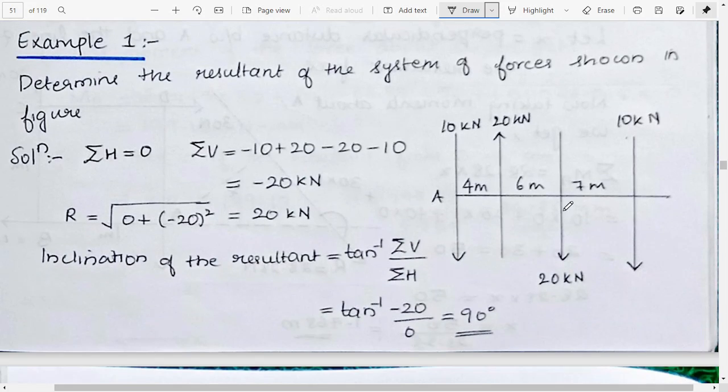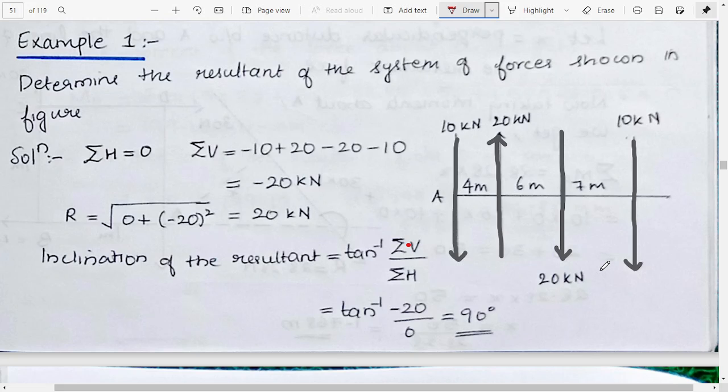So here we are given an example. We need to determine the resultant of the system of forces shown in the figure. We're given forces like this: 10 kilonewton downwards, 20 kilonewton upwards, 20 kilonewton downwards, 10 kilonewton downwards.